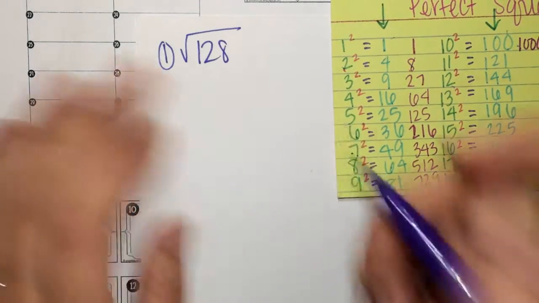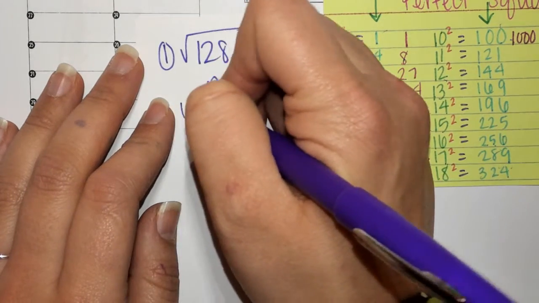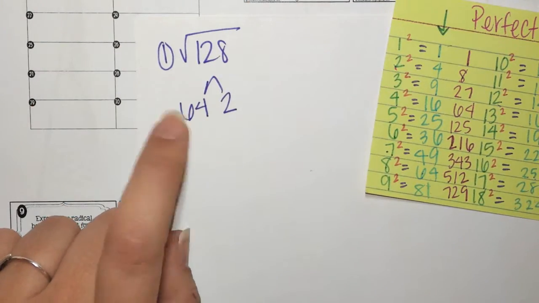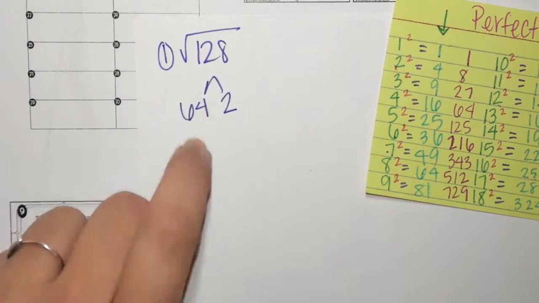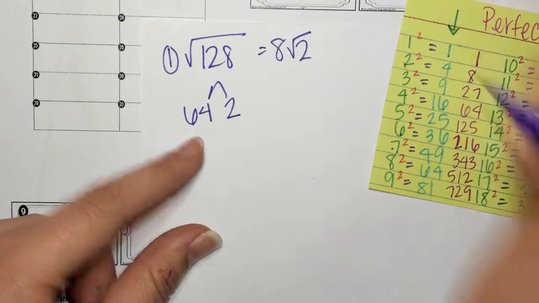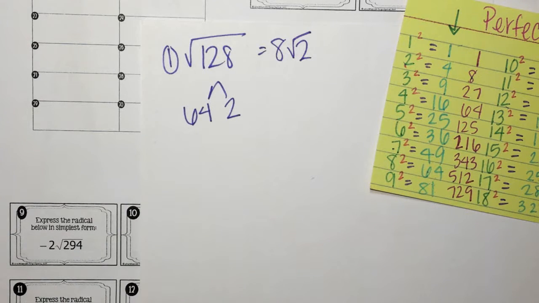This is where our note card comes in. Okay? So that's 64 times what? 2. Okay? 64 is our perfect square. That is the biggest perfect square that divides into it. What is the square root of 64? 8. So then it's 8 root 2, and you leave it like that.